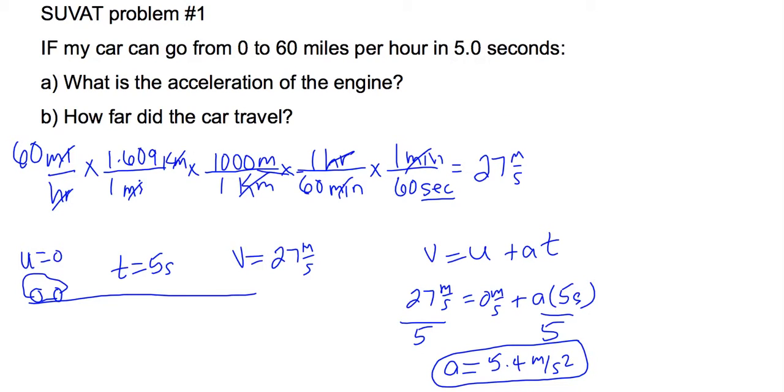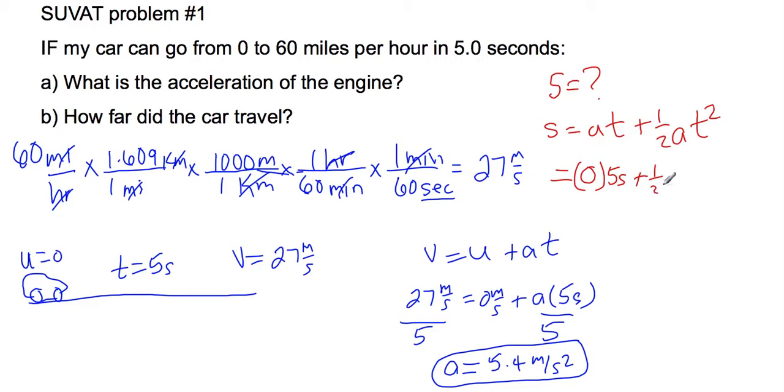So I'm going to just pick a different color here. Kind of work up on this corner. s is our unknown variable. Our second equation, s equals ut plus 1/2 at squared, is our best candidate again because all we want is how far. Our u again was 0, so we have 0 times 5 seconds plus 1/2 times our acceleration we just found, 5.4 meters per second squared.